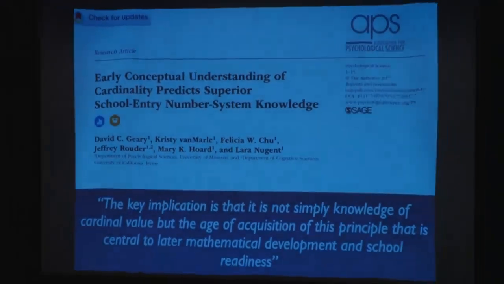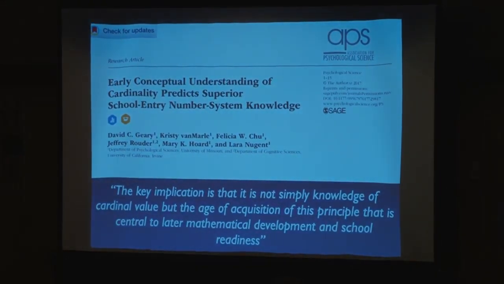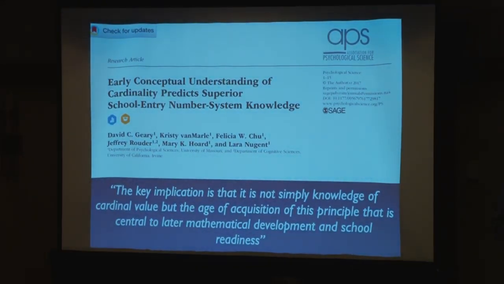This is work from University of Missouri by David Geary and colleagues who've done longitudinal work, tracking children over time. And what they found is that cardinality really matters. They conclude that the key implication is that it is not simply knowledge of cardinal value, but the age of acquisition of this principle that is central to later mathematical development and school readiness. So the earlier we can get children to understand cardinality, the sooner we unlock mathematics for them.